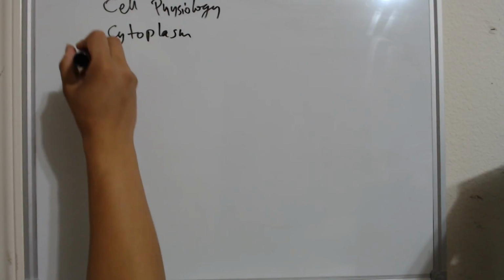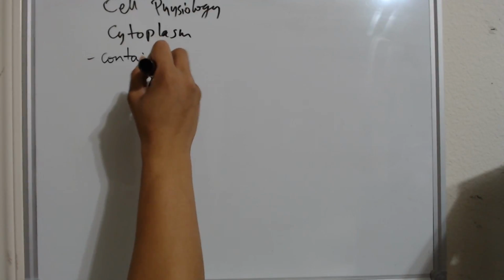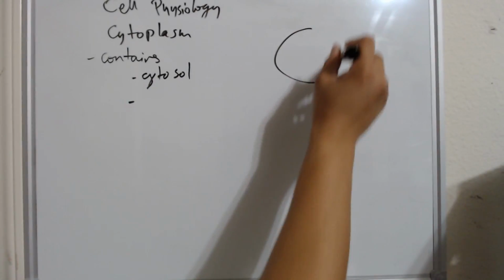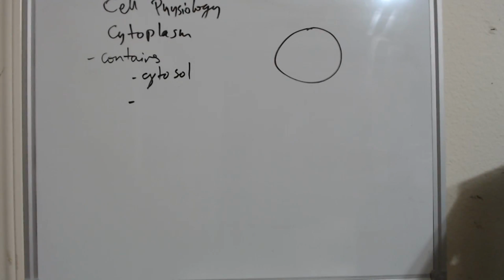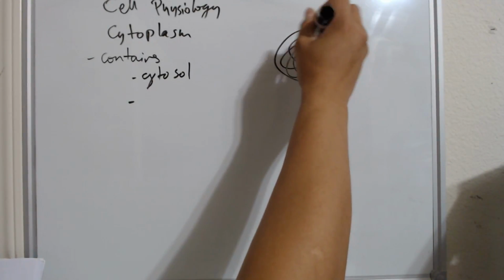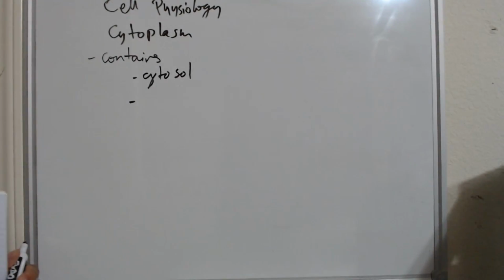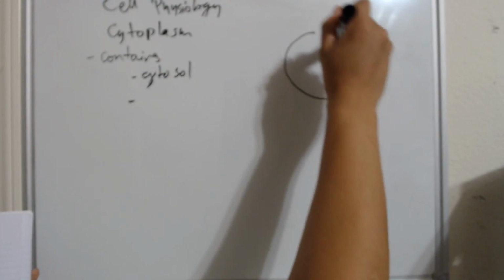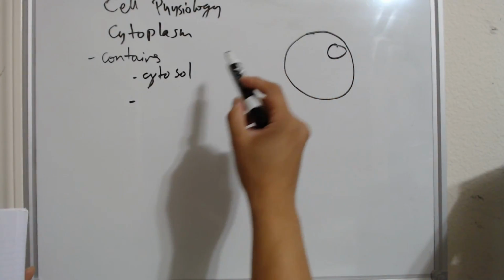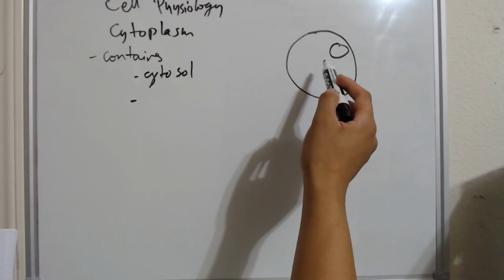So the cytoplasm contains the cytosol. Cytoplasm just means whatever's inside the cell, everything that I've darkened, which means it's everything. That's the cytoplasm. Cytosol is the liquid matrix inside the cell. So here's the nucleus. Nucleus is part of the cytoplasm. Cytosol is the liquid matrix that suspends everything inside the cell.